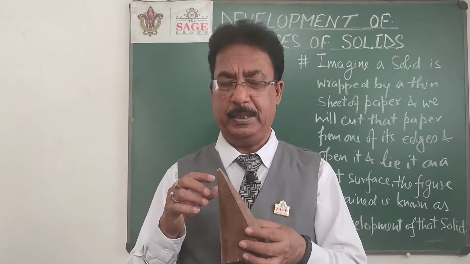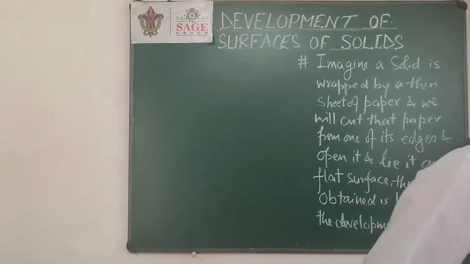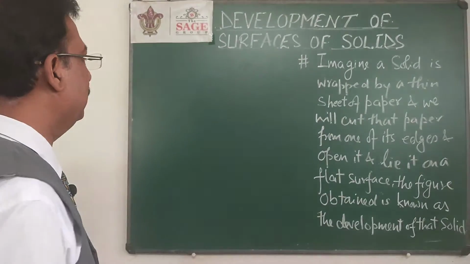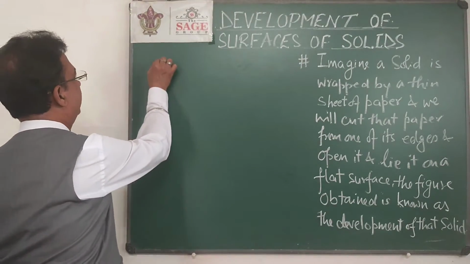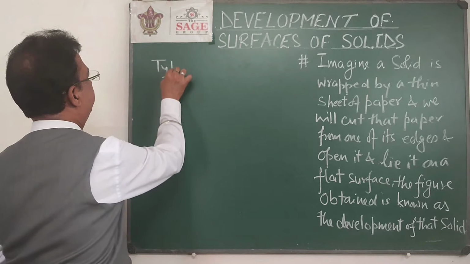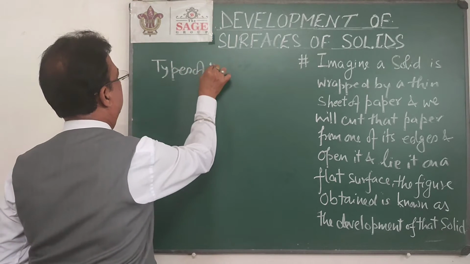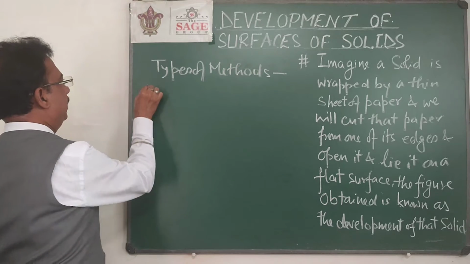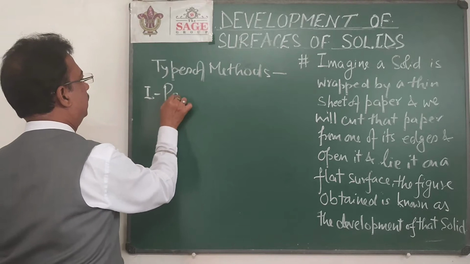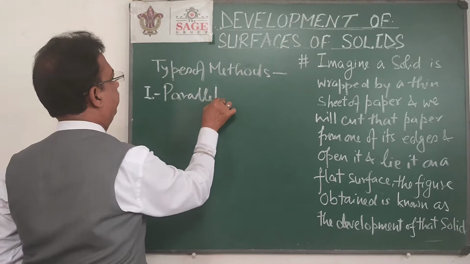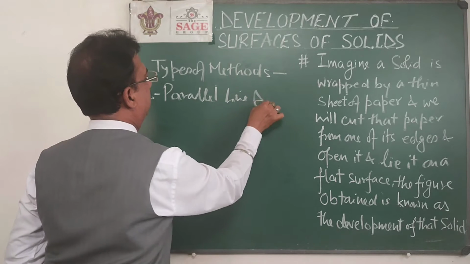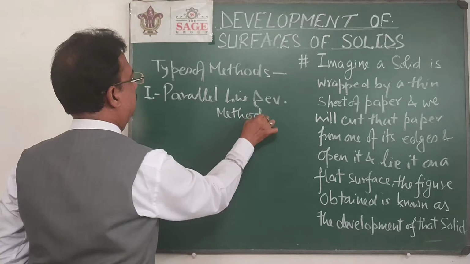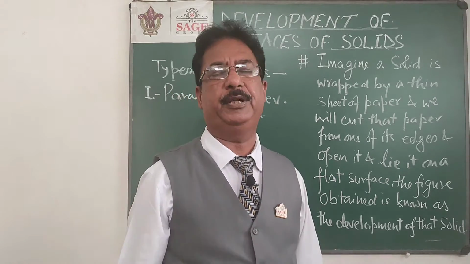Normally we use 2 different types of methods for development of solids. These are the 2 basic methods, although there are actually a number of methods. The first method is the parallel line development method. This method is used for prisms and cylinders.